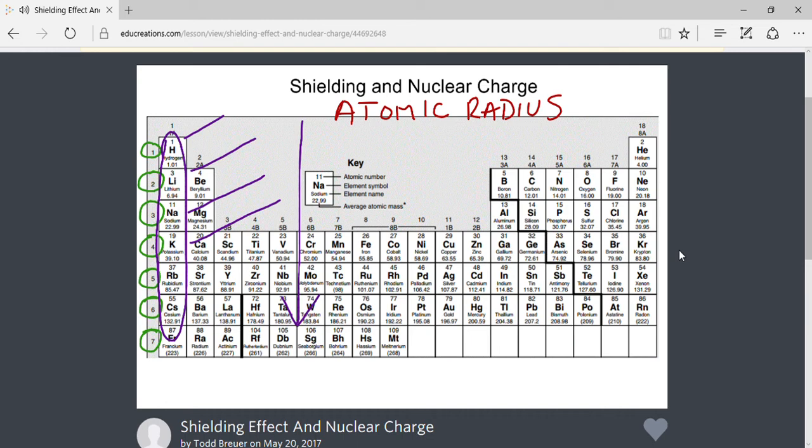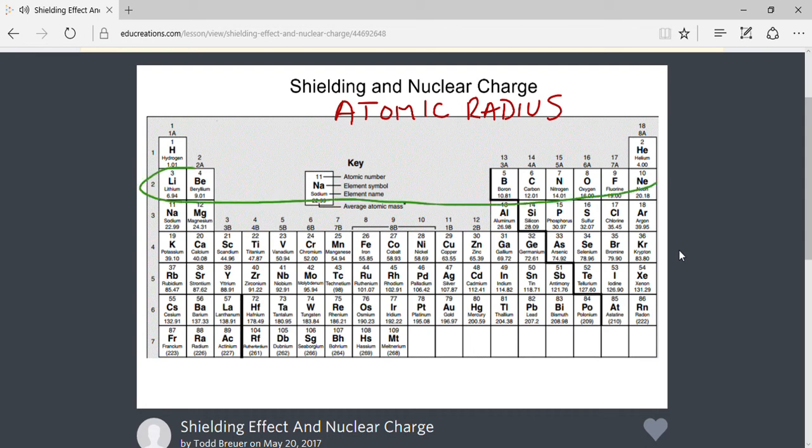the periodic table. However, if we compare atoms that are found in the same period, we take a look at the idea that they would each have what we would know as 2 energy levels, or 2 rings. Therefore, each of these atoms that are circled in green would have the same effect from shielding, but as we move across, the nuclear charge would increase. 5 protons, 6 protons, 7 protons, 8 protons.